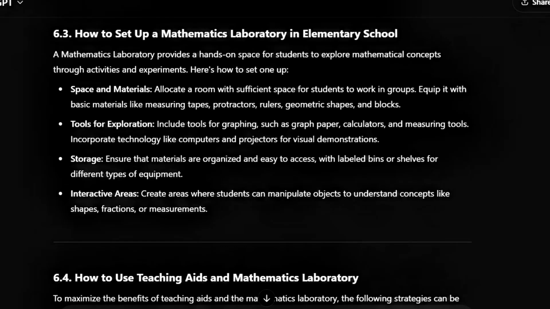Storage. Ensure that materials are organized and easy to access with labeled bins or shelves for different types of equipment. Interactive areas. Create areas where students can manipulate objects to understand concepts like shapes, fractions, or measurements.